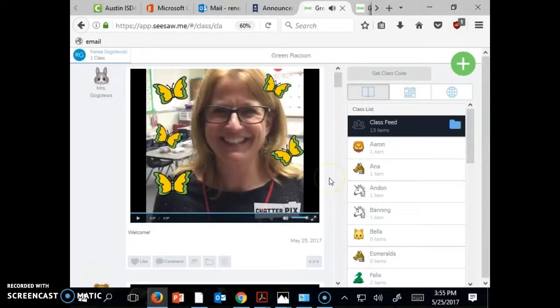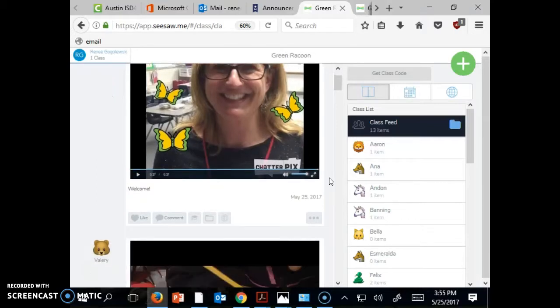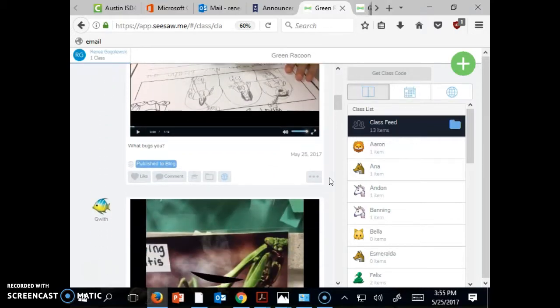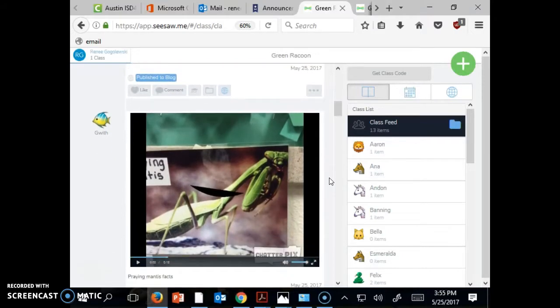Welcome to the Green Raccoon Room. Students have been learning about insects over the past 3 weeks. These Chatterpix were created during small group instruction as part of our literacy centers. Students participated in remembering facts about insects while incorporating reading, writing, listening, and speaking, which is something that I try to do every day, all the time. It's important for all learners and especially important for our EL learners.